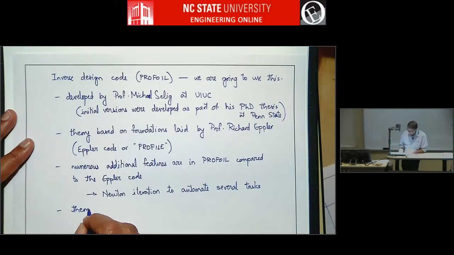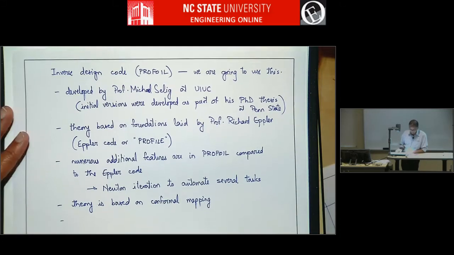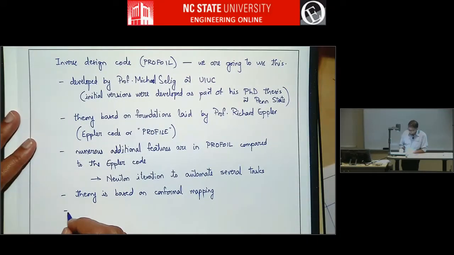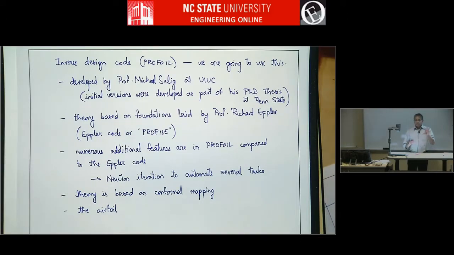Anyway, the theory is based on conformal mapping, which we very briefly talked about. And the main thing to remember is the airfoil. So remember, in conformal mapping, the flow around a circle is mapped using a transformation to make it the flow around the airfoil, right?